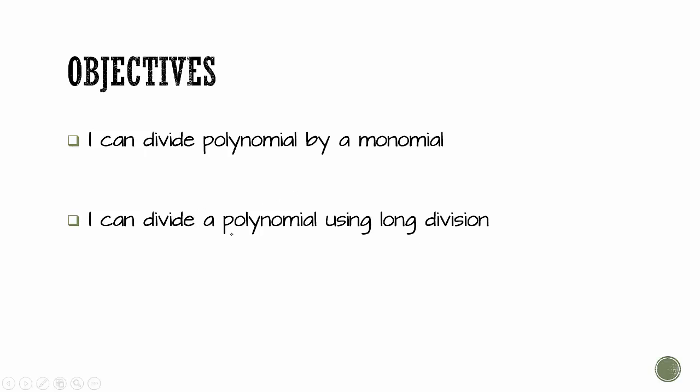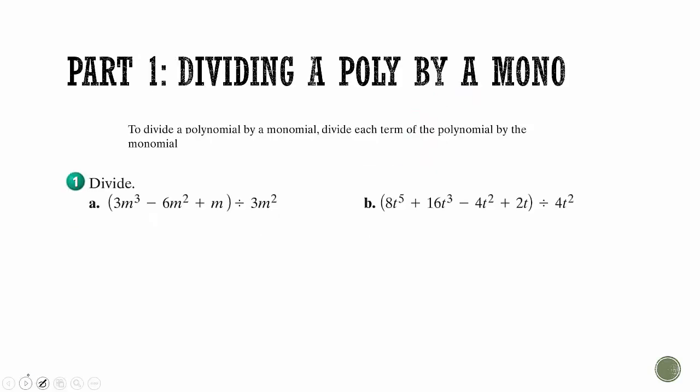We're going to start easy and divide a polynomial by a monomial. And remember, monomial means that it has one term. So no addition or subtraction. And then we're going to use long division. So to divide a polynomial by a monomial, divide each term of the polynomial by the monomial.